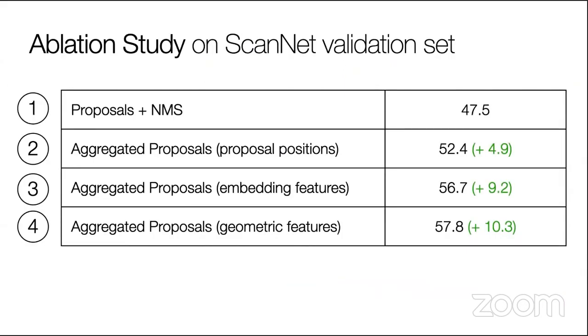We evaluate three aggregation strategies. The first one aggregates proposals based on the proposal position, which already shows that aggregating proposals improves over non-maximum suppression. When using learned features to aggregate the proposals, the geometric features outperform the embedding features. Additionally, the geometric features have the nice property that they are interpretable, unlike the high-dimensional embedding features.